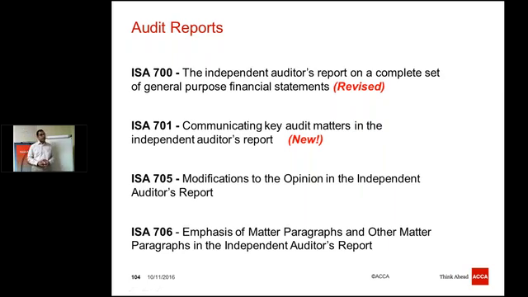So in IAC 700, basically the independent auditor's report on a complete set of general purpose financial statements, the new audit report format is something that we look at. So let's see what was there in the old format, and then we will move on and see what has happened in the new format. So in the old format, what did you used to have? You used to have, first of all, an introduction paragraph.